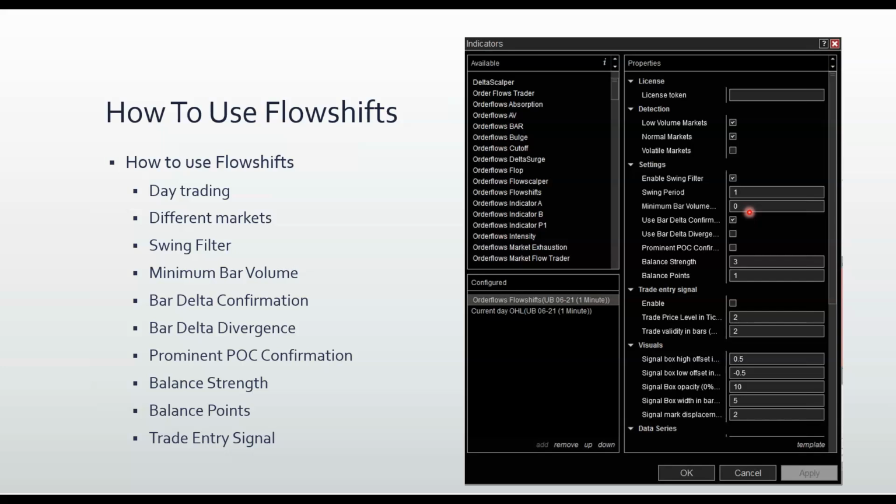Okay, now you could disable both of them and it just won't take that into account. You just unclick this bar delta confirmation. Prominent POC confirmation. Most of you don't need to use this.